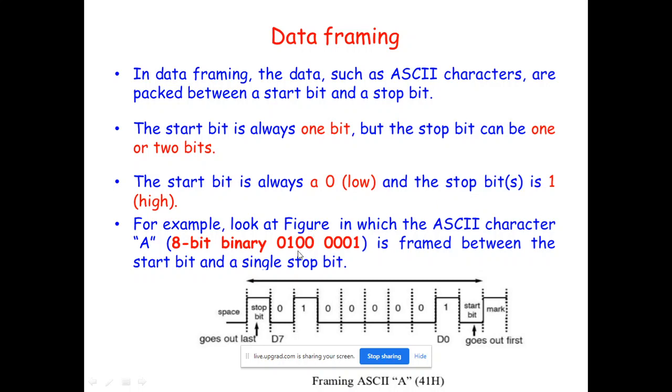Now my requirement is to transmit the ASCII value of A from one device to the other. The ASCII value of A is 41 in hex, and that's why your number is 01000001. That is nothing but your 41. 41 is the ASCII value of A, so your character A is moving from one device to the other. Now this data is converted into a package, so I add one start bit, which is 0. Then I send this number.